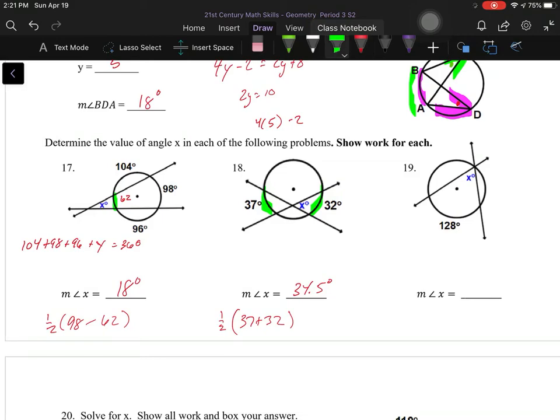The last one is an angle that's on the circle. This is, to me, the easiest one. All you have to do is take half of the angle measure. So that's going to be 64 degrees. Excuse me, half of the arc measure. So that gives you 64 degrees for that one.